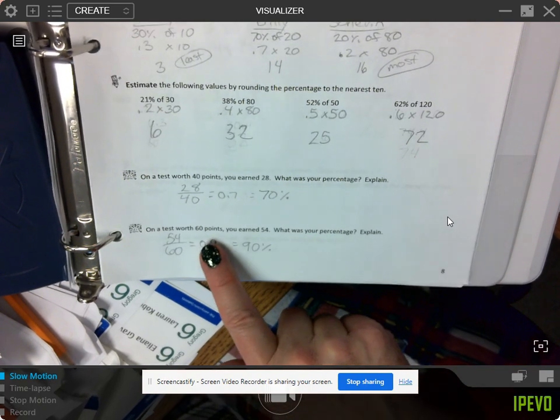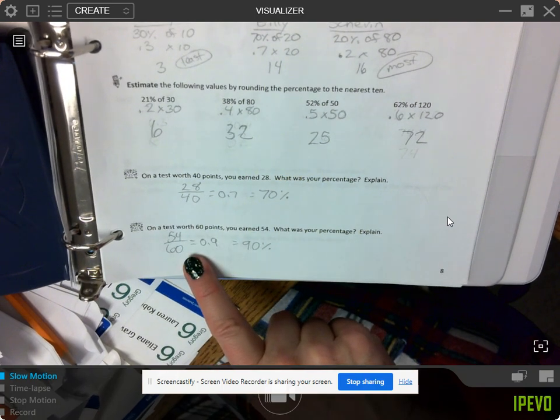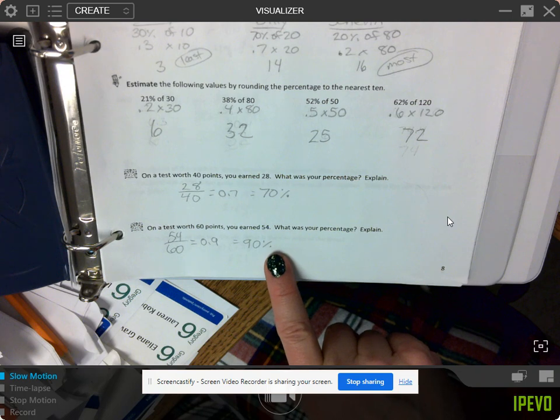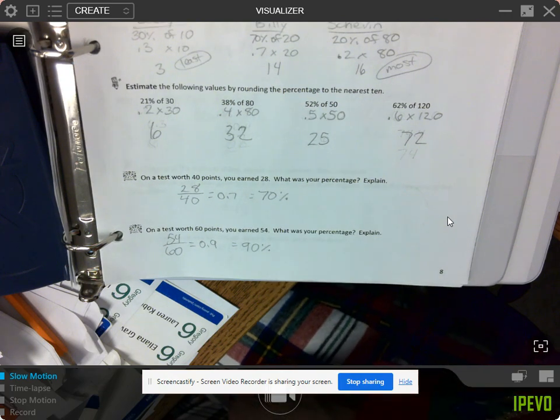Then on the test worth 60 points, you earned 54. So 54 divided by 60 gives us 0.9. Your answer has to be as a percent. Okay. Any questions on this page? Claire? Okay.